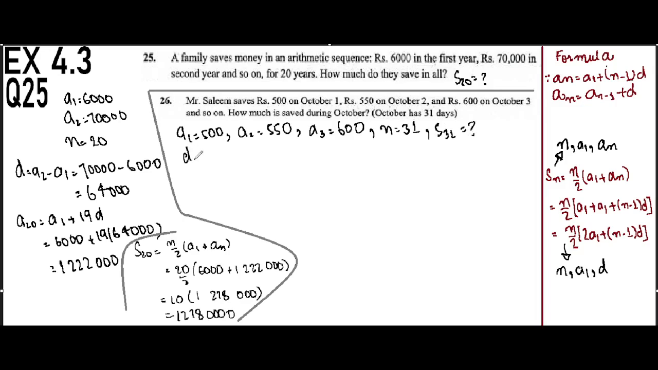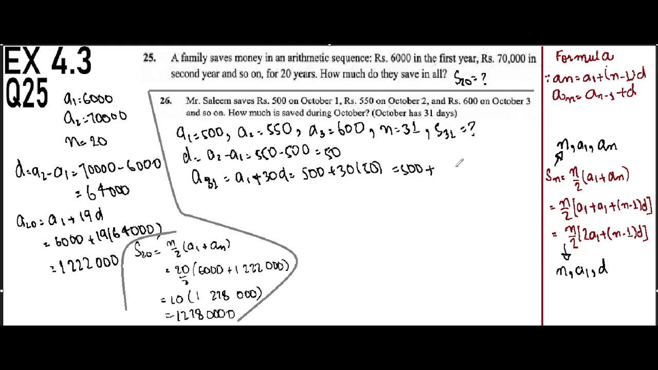Let's first find the difference, which is equal to A2 minus A1, which is equal to 550 minus 500, which is equal to 50. So we have the difference. Now we can find A31, which is equal to A1 plus 30d, which is equal to 500 plus 30 into 50. So we have 500 plus 1500, and 1500 plus 500 is equal to 2000.